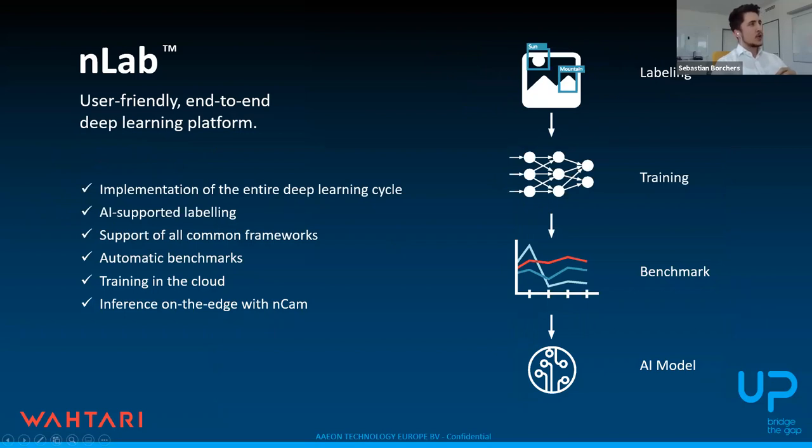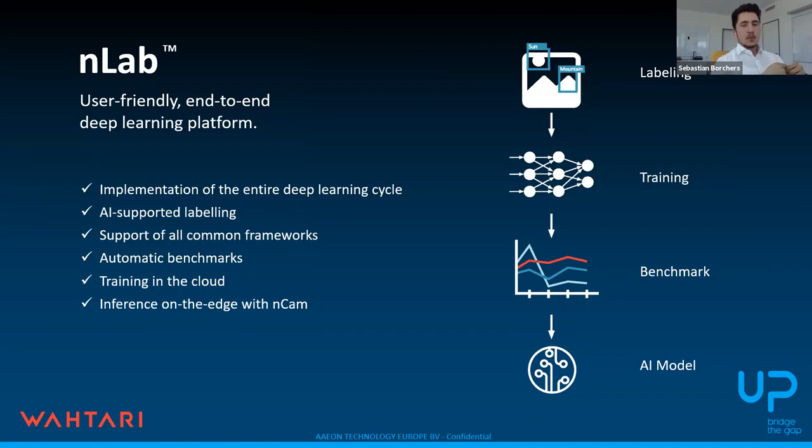So NLab, we call it Neural Lab, and it's a user-friendly end-to-end deep learning platform. End-to-end because you come with images to us, and NLab outputs a ready-to-use AI model that you can upload to the NCAM. That's why we call it end-to-end. And we do all of the deep learning cycle, all the steps that you need to do are covered by NLab. A special thing about it is that we have an AI that supports you already during the labeling.